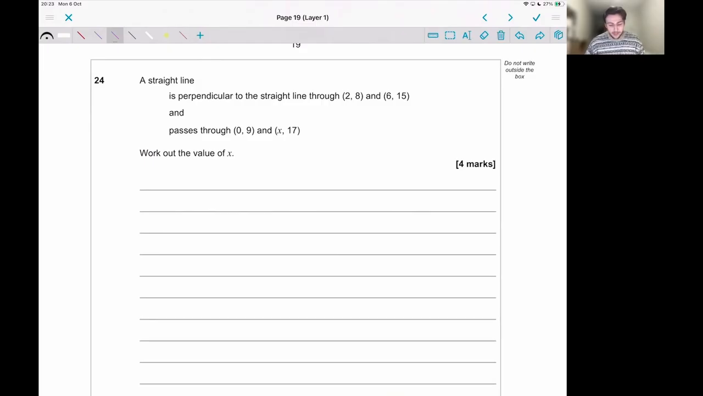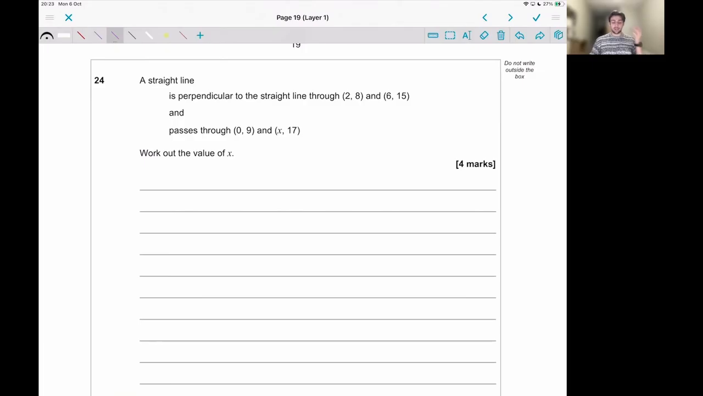24. A straight line is perpendicular to the straight line through (2, 8) and (6, 15), and passes through (0, 9) and (x, 17). Work out the value of x. So what are we supposed to do here? Well, let's try and understand what it says first.